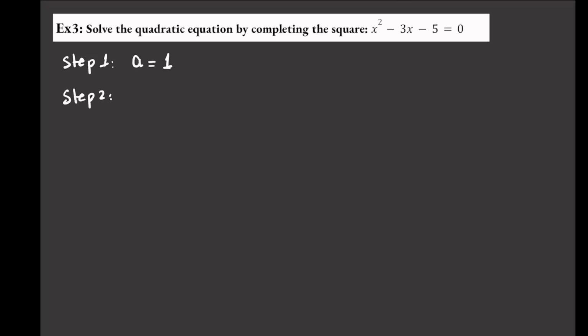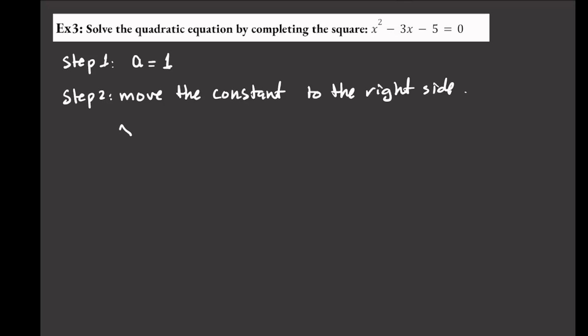My step 2 is taking the c value, or the constant value, from the equation and moving it to the other side. So move the constant to the right side of the equation. Here I have x squared minus 3x minus 5 is equal to 0. My constant here is the 5, so I add 5 to both sides.